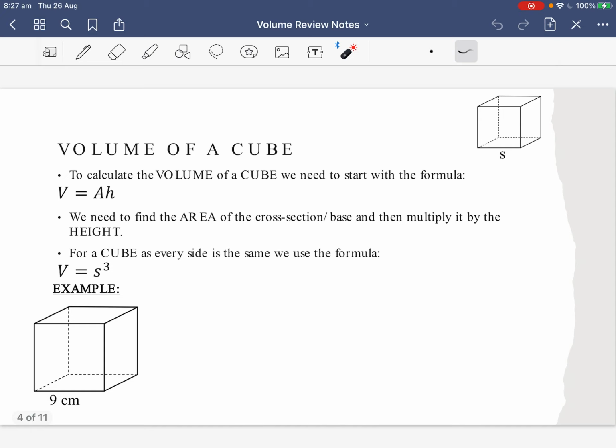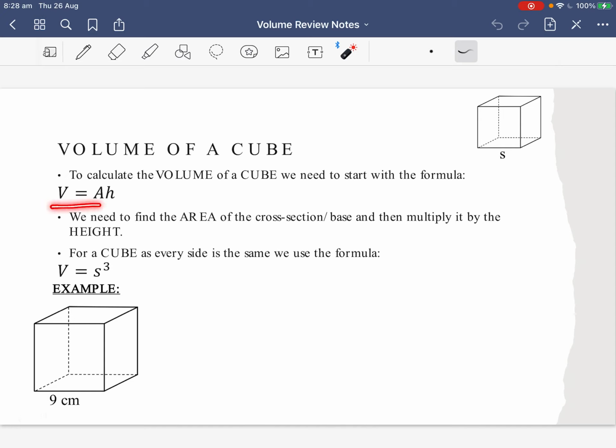Hi guys, today we're going to look at reviewing area, surface area and volume. And today we're focusing on reviewing volume. So to calculate the volume of any solid, we use the formula V equals AH. This is where A is the area of the cross section or the base and H is the height of the solid from the cross section.